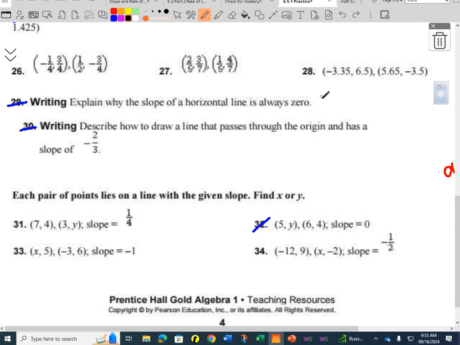That's what you're putting for number 29. We just did number 29. So much for you to do.